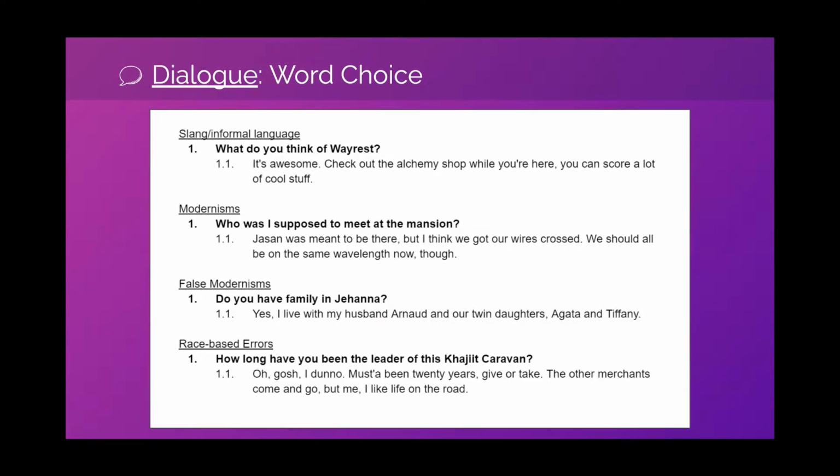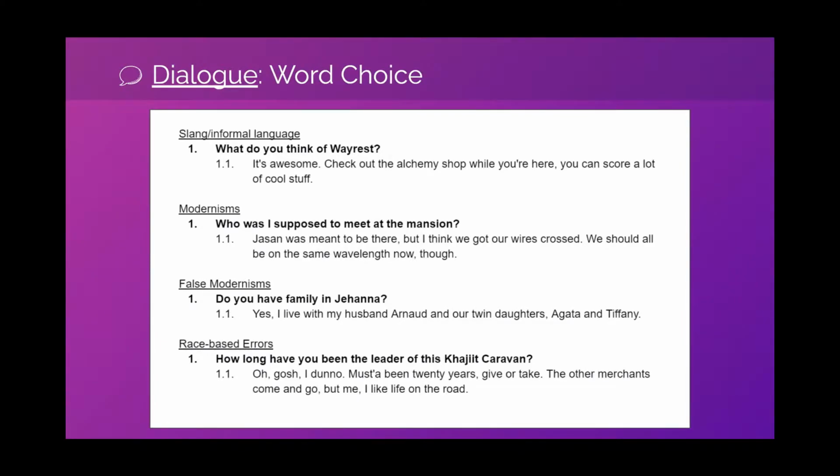Done. Fine. Nothing in there says this is modern. Nothing in there says that you're suddenly speaking in modern slang. So you can just continue with what you were doing and your immersion is not broken. Your realism is not affected. Which leads to the second one, modernisms.